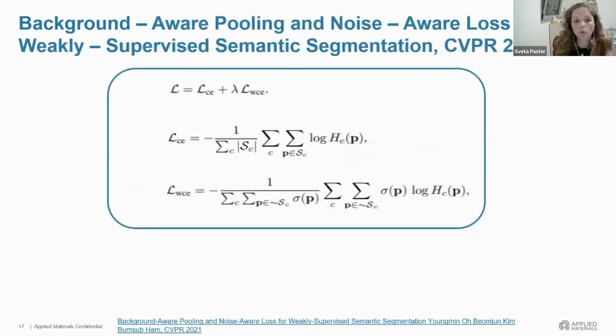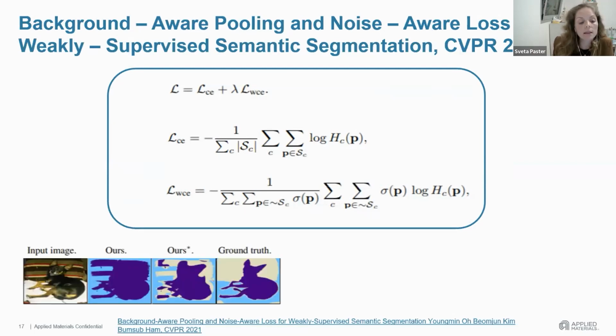Their loss consists of two losses: confidence areas and weak confidence. For the confidence areas, they just use a cross entropy, and for the non-confidence area, sorry, they calculate a confidence map for those pixels. This confidence map is constantly changing during training. Okay, and this is how they train their segmentation solution.